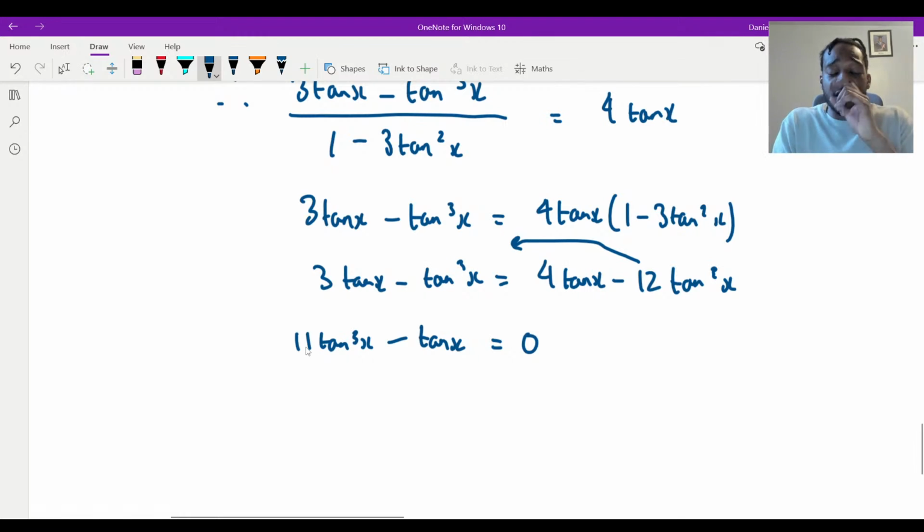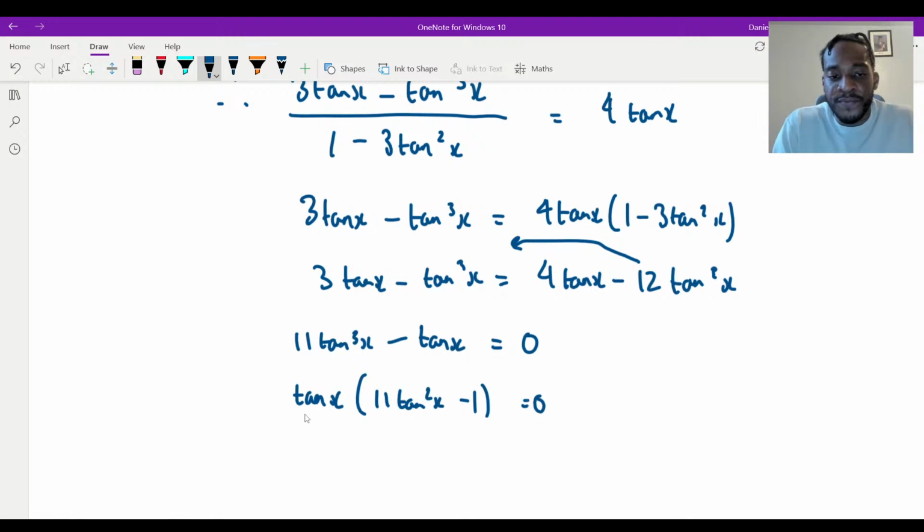Now, by the way, this is another thing as well. When you're here, don't ever divide by the common factor. Always take out the common factor because you're going to lose a solution. So it could be 11 tan squared x here minus 1 is equal to 0. And now we've got a solution here. Tan x is equal to 0. And we've got this one here.